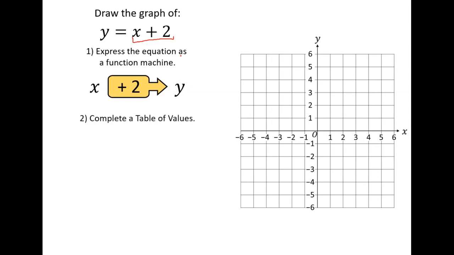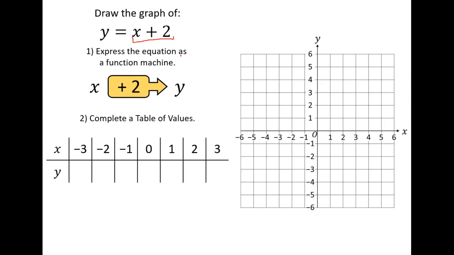That spits out my y. So we start by just completing a table of values. In this example, I started at -3 and went all the way to +3. You don't need to do this many values. Actually, we'll see it in a minute. You only actually need 2 points to graph a straight line.